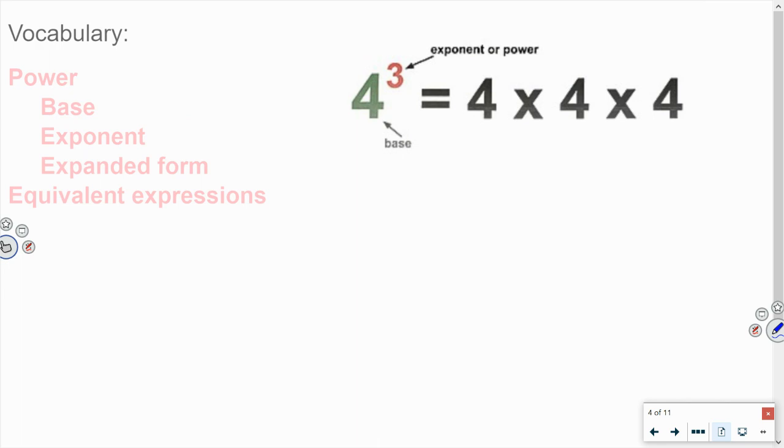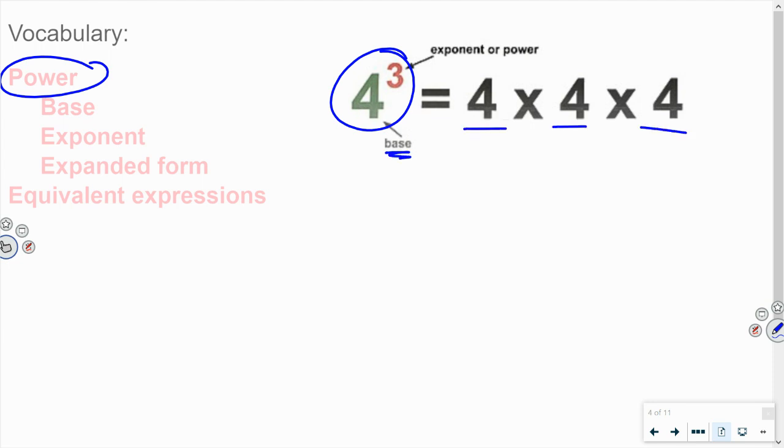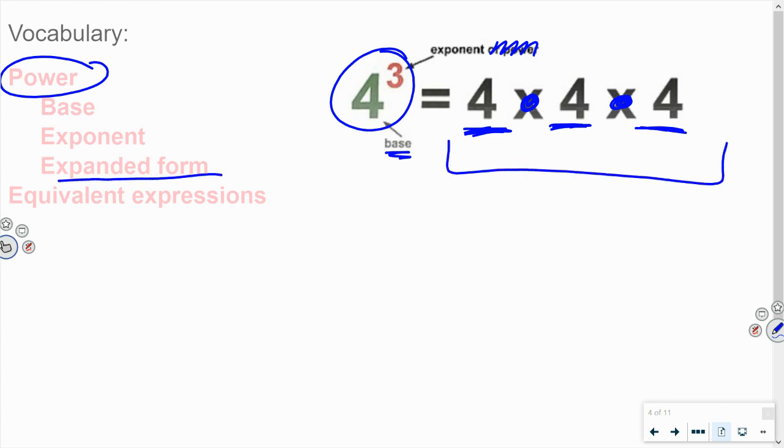Remembering, please, our vocabulary. A power is the whole thing altogether. The base is the number that is repeatedly multiplied, and the exponent is the number that tells you how many of those we should multiply. Sorry about the X, it really should be a multiplication dot, right? Expanded form means take that base and expand it to show every single repeated factor.